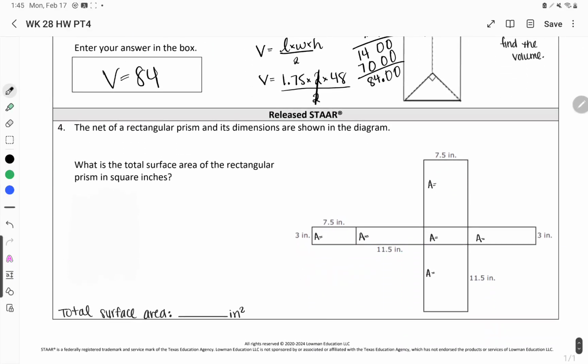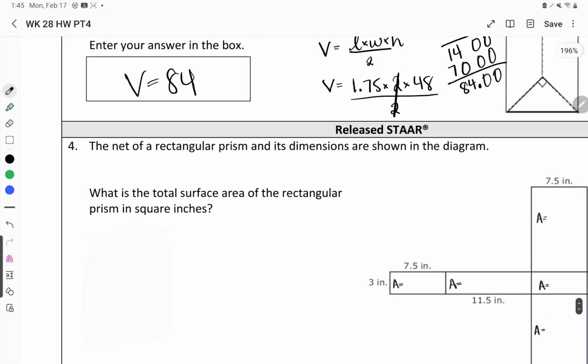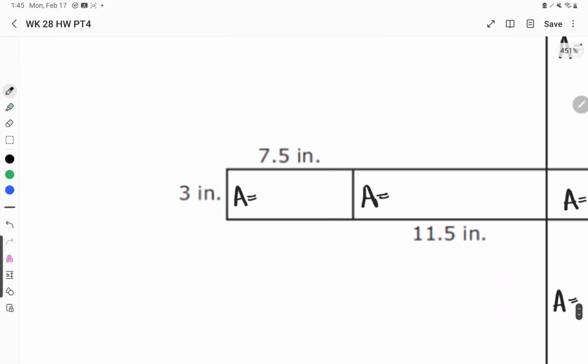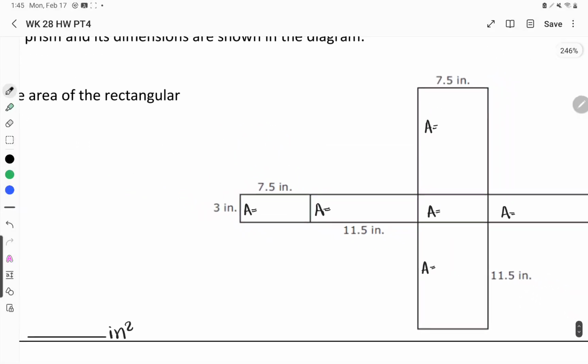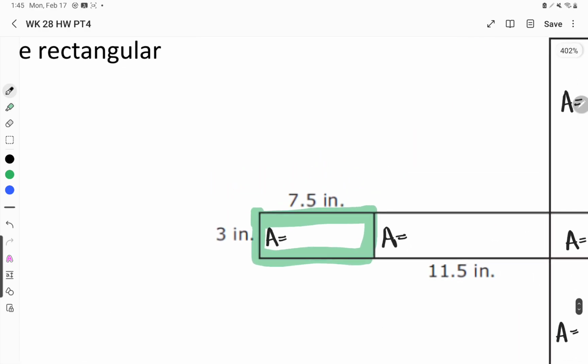All right, and then the last one says the net of a rectangular prism and its dimensions are shown in the diagram. What is the total surface area? So since I'm finding surface area, that means I go through and I find the area of each of these. So I'm just going to start with this one. Area for this is base times height because it's a rectangle. So I would do 3 times 7.5.